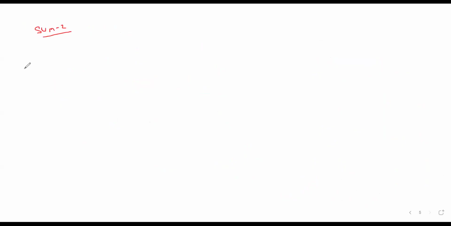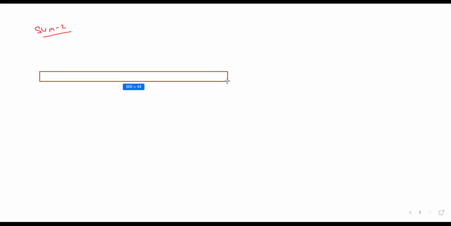We can do one more sum like this. So imagine it is some table.